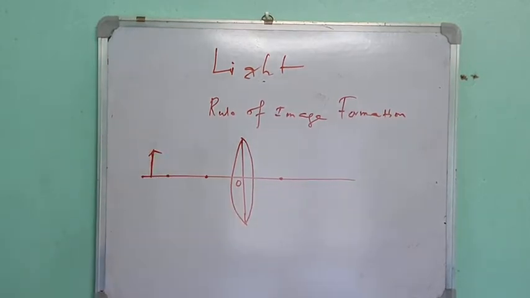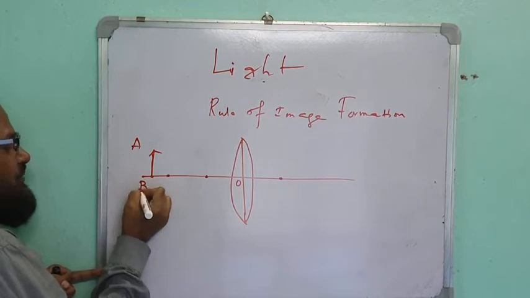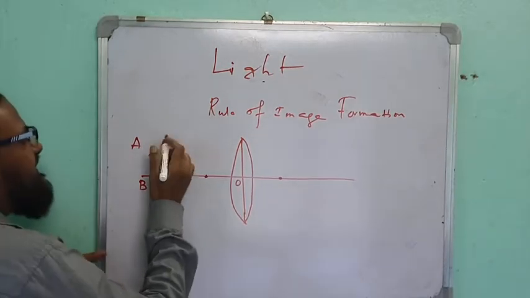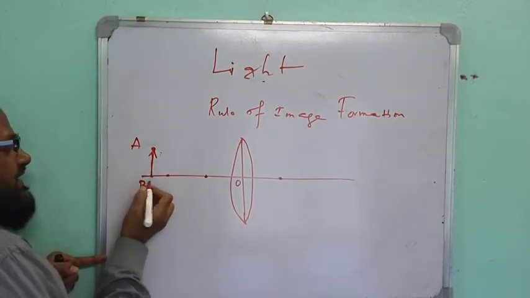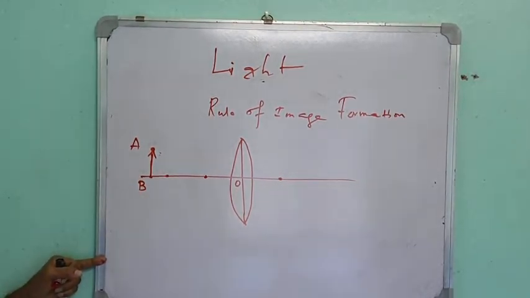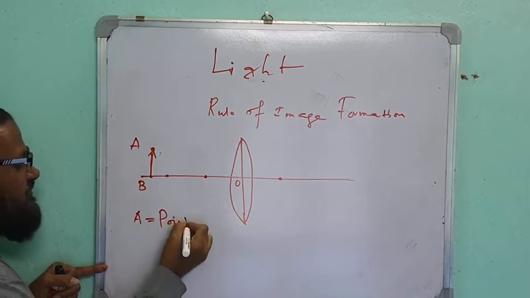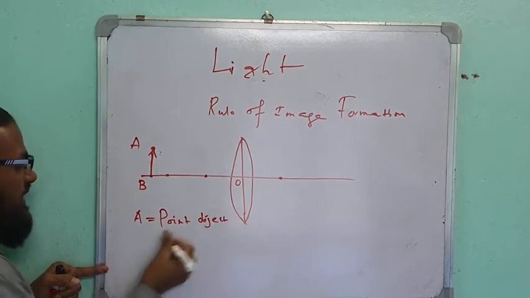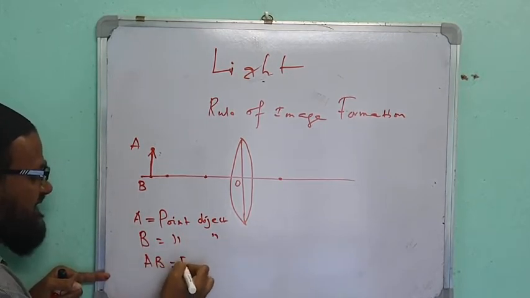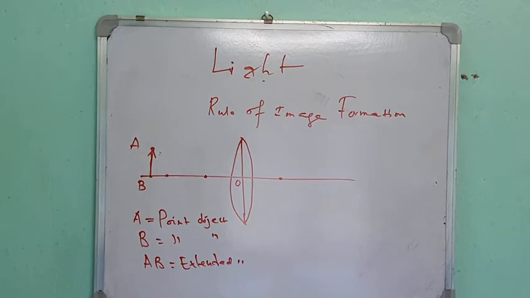I am placing the body here. This is the head of the body. This is the head, this is the tail, this is the beak. Okay? Now, what is the rule? I am drawing, this is the point object, this is the point object, but AB is the extended object. A is a point object, B is a point object, but AB is an extended object.